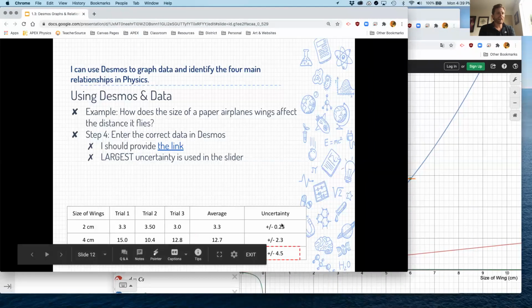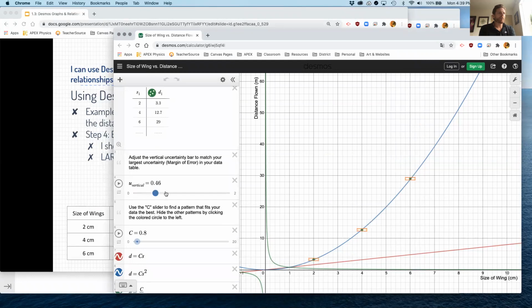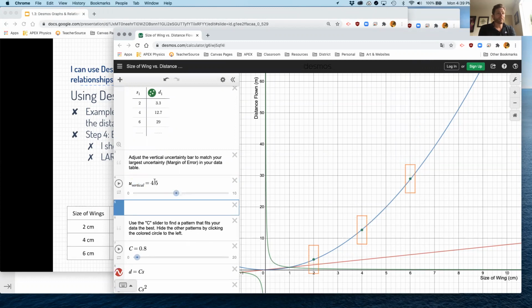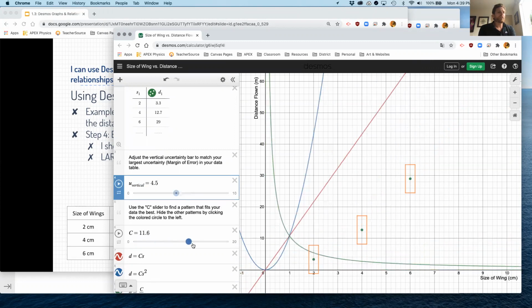Now the uncertainty, I look at my uncertainties and I look for the biggest one, and it's 4.5. And what I do is I put this right here at 4.5. You can either move it like that, or you can even just type in 4.5, okay? Cool.